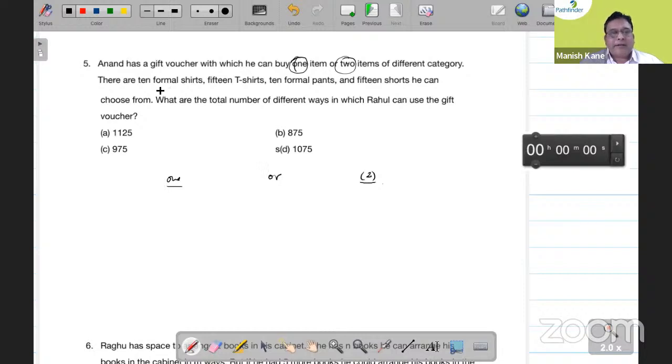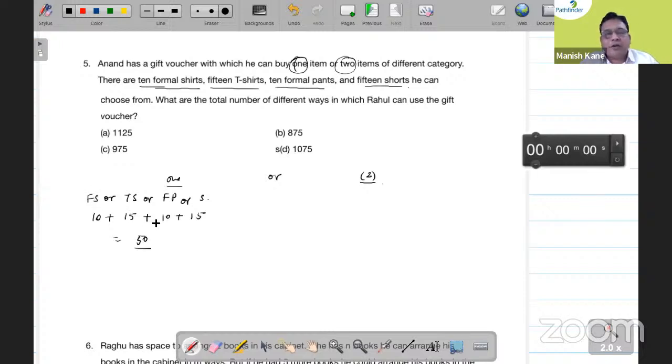And how many categories are there? Formal shirts, there are 10, 15 t-shirts, 10 formal pants, and 15 shorts. Now suppose he decides to buy only one category. So one category means he will either buy a formal shirt or a t-shirt or a formal pant or only a short. So there are 10 formal shirts, 15 t-shirts, 10 formal pants, and 15 shorts. So 30 plus 20, 50. So he can buy one item in 50 ways. So he can use the voucher by buying only one item in 50 ways.